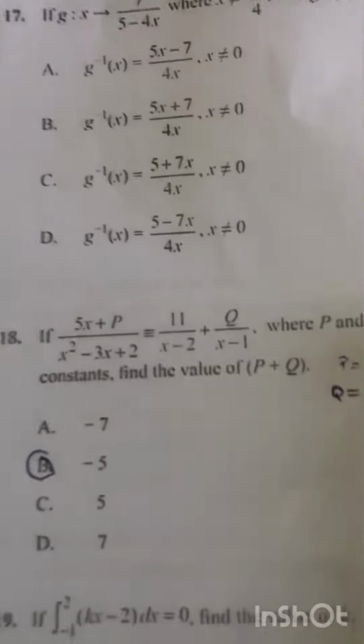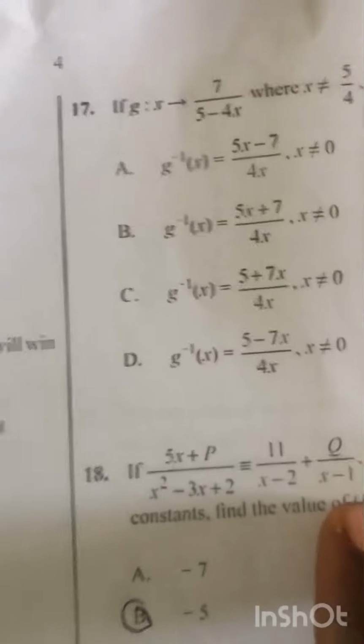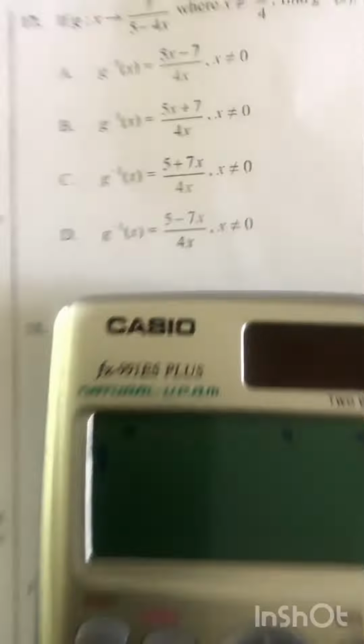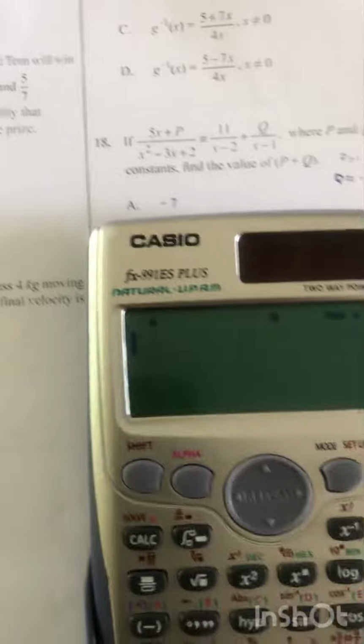Question 18 says it's a partial fraction. We're supposed to find P plus Q. So the denominators, if you multiply x minus 2 and x minus 1 by taking the LCM, the denominators will be the same. So if the denominators are the same, then we can equate the numerators and solve for P and Q. So let's equate the numerator.